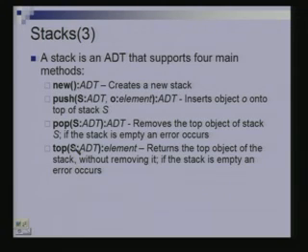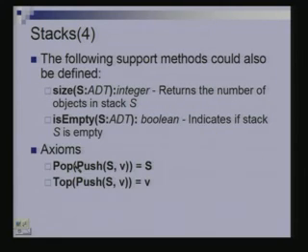Again, if the stack is empty, then top does not make any sense, and so it should flag an error. We can also have some support methods which will help us do these operations. So, size is one such method. Size tells me how many elements are there in the stack, and is empty tells me whether the stack is empty or not. So, everyone understands what the 6 methods are. We talked of push, pop, new, top, size, and is empty.